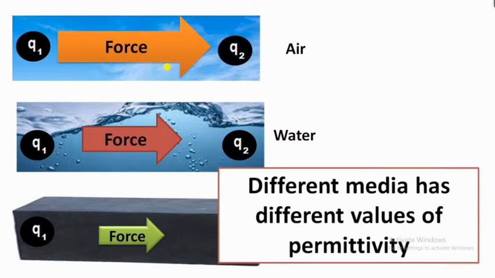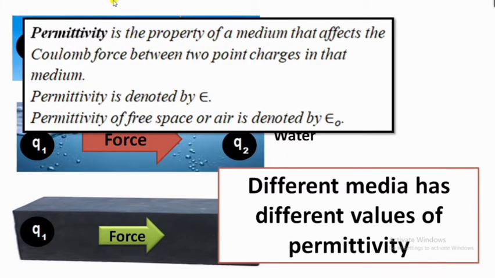So different media have different values of permittivity. Permittivity means the property of a medium that affects the force between two point charges, and permittivity is denoted by epsilon, and for free space we denote it by epsilon naught. Epsilon naught means permittivity of free space, and different media have different values for this permittivity. And next is relative permittivity or dielectric constant.